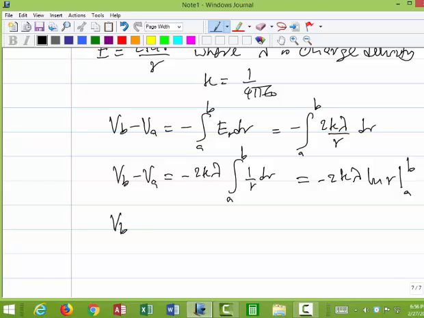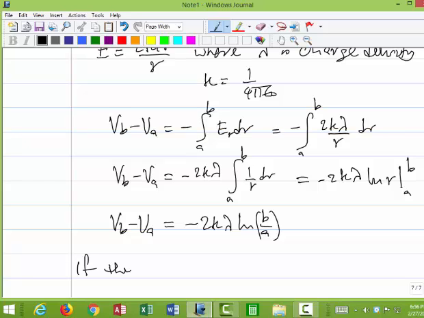So how do you complete this? So VB minus VA can be written as 2K lambda natural log of B over A, because natural log of B minus natural log of A is just natural log of B over A. And so I think that is how we finish it. Okay, you're going to factor out the 2K. Yes, the 2K is not variable, so that can stay out.